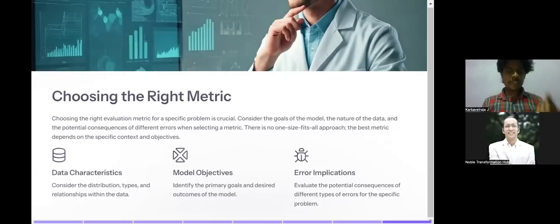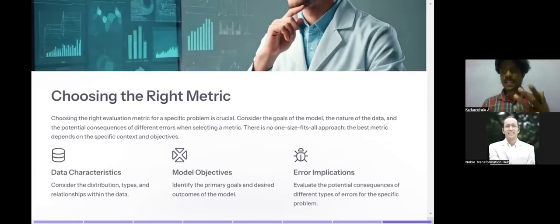Model objective: identify the primary goal and desired outcome of the model. That is the next thing. You need to decide the model's outcome and then what is the primary goal. Error implications: evaluate the potential consequences of different types of errors for a specific problem. You need to consider three things: data, model, error, when you are choosing the right metric. Okay, simple thing: data, model, error. These things you need to consider whenever you're choosing the metrics.